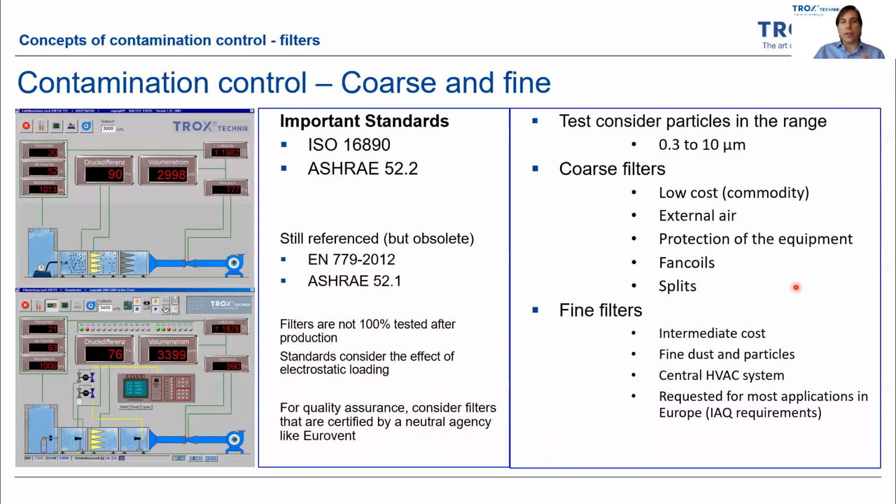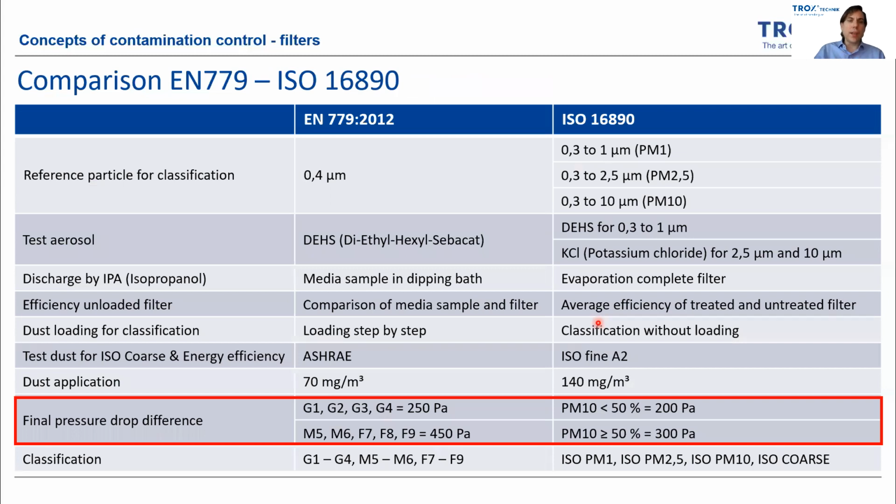Coarse filters are low cost. They're usually for external air. They are used in fan coils and split systems. They are really for big matter. And these filters are more to protect equipment than protect people. Fine filters, now we come to what we are worried about: internal air quality and the occupants of the building. Here's a comparison between the old European standard, the EN 779, and the new ISO standard.